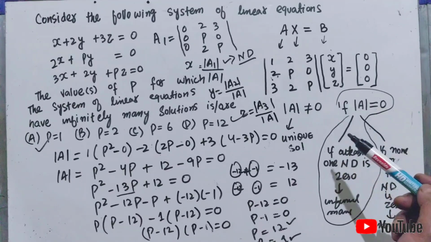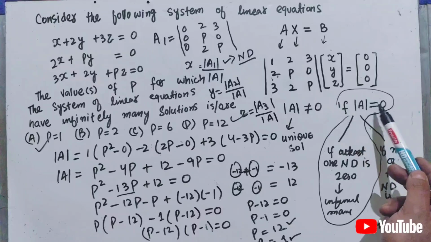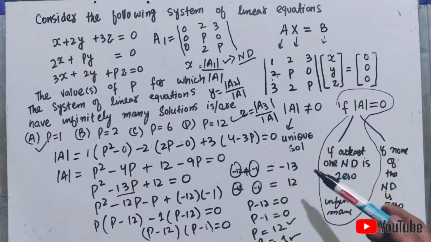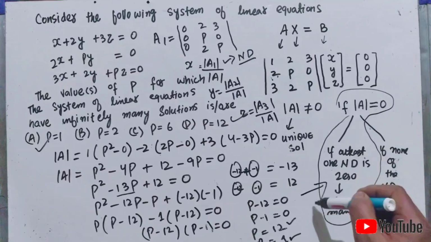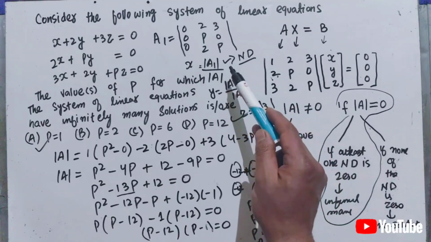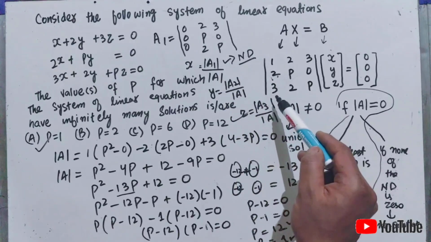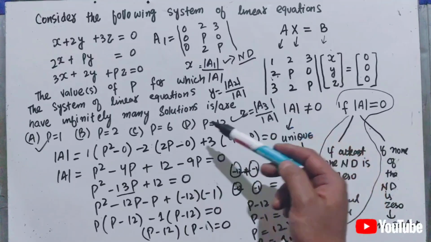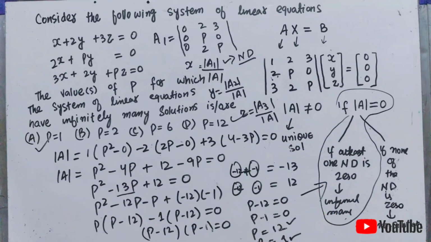So for infinitely many solutions, we should have two conditions. First, the determinant should be equal to 0. That is, we are done with the question, but I am explaining what is meant by the numerator determinant. So if at least one numerator determinant comes out to be 0, then we will have infinitely many solutions. We don't need to solve it further because we got the two values for which the given system of equations have infinitely many solutions. Okay.